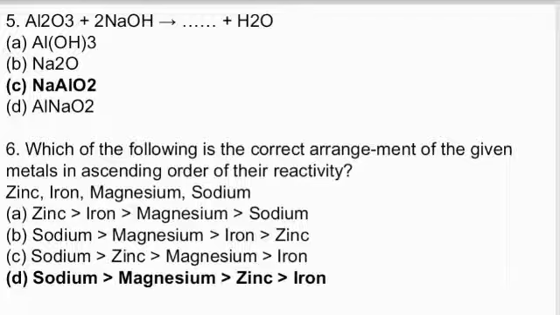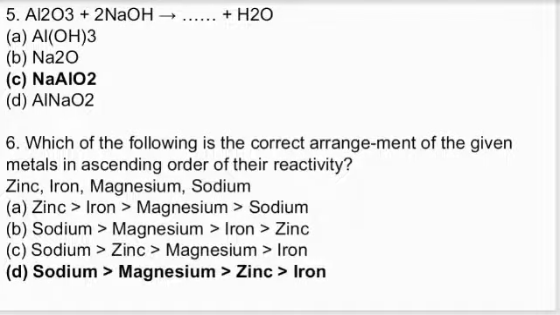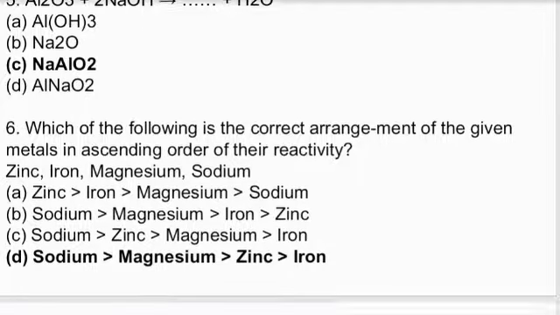Question number 6. Which of the following is the correct arrangement of the given metals in ascending order of their reactivity? The metals are zinc, iron, magnesium, and sodium. The options are: A, zinc greater than iron greater than magnesium greater than sodium. B, sodium greater than magnesium greater than iron greater than zinc. Option C, sodium greater than zinc greater than magnesium greater than iron. And option D, sodium greater than magnesium greater than zinc greater than iron. The correct option is D, sodium greater than magnesium greater than zinc greater than iron.